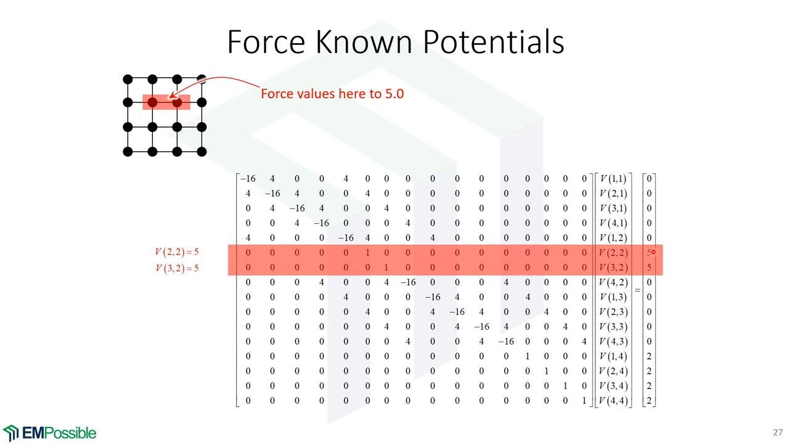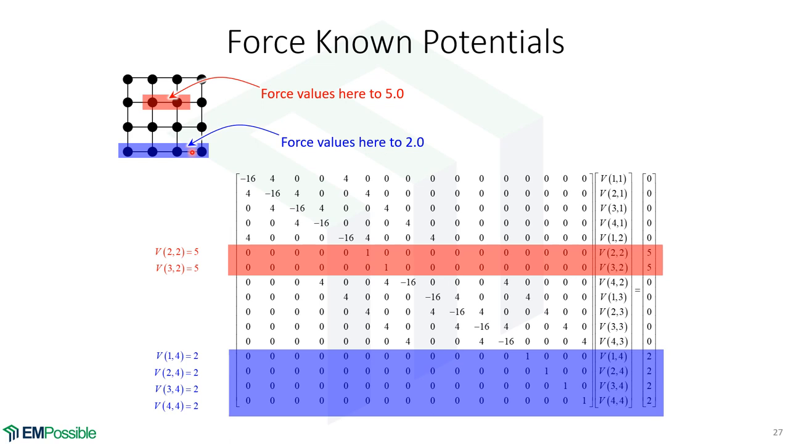Then over here in this final column vector, I placed the numbers that I want to force those two potentials to. So let's think. All of these rows were a finite difference equation, but what I've done is completely thrown out that information here. Let's think about what equation this is now. Well, it's just a 1 multiplying V22 equals 5. So I've thrown out my finite difference equation and replaced it with this. And that's exactly what we want to do. We are forcing the potential at those two points to be 5.